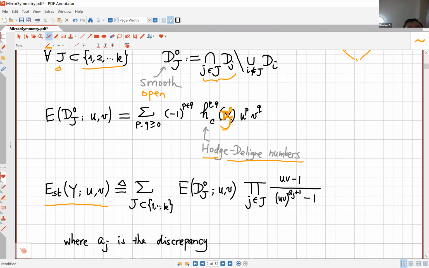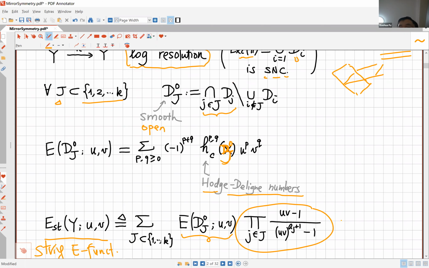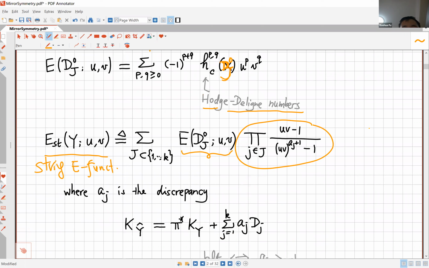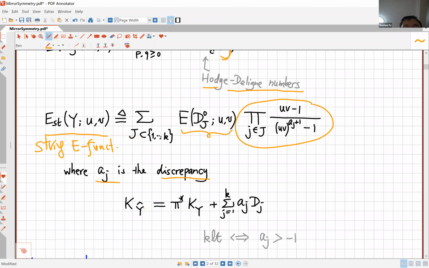This is the stringy E functional. So you sum up over all these subsets J with this polynomial, but then we add something strange. This is some correction coming from this a_J. This a_J is called the discrepancy. So it comes from the resolution. Klt means this a_J is greater than minus one, because if a_J is equal to minus one, then this has no sense. So this is why from the beginning we need to require it has a klt singularity.